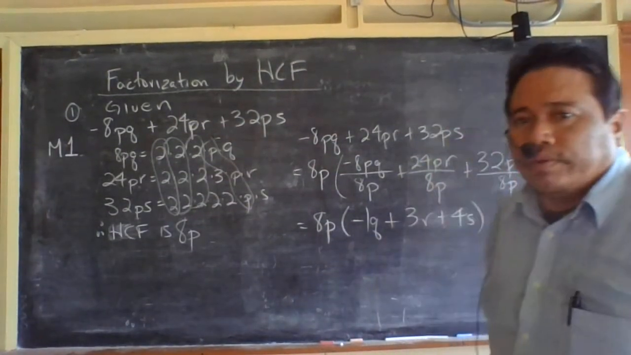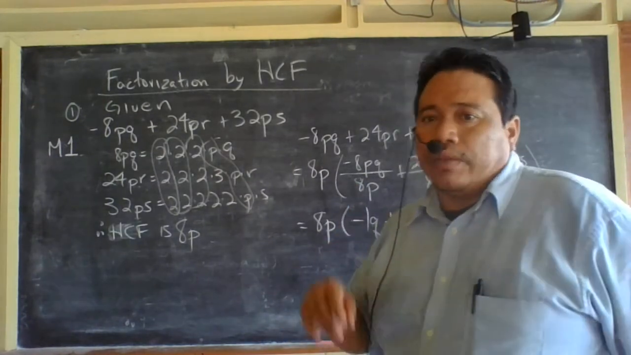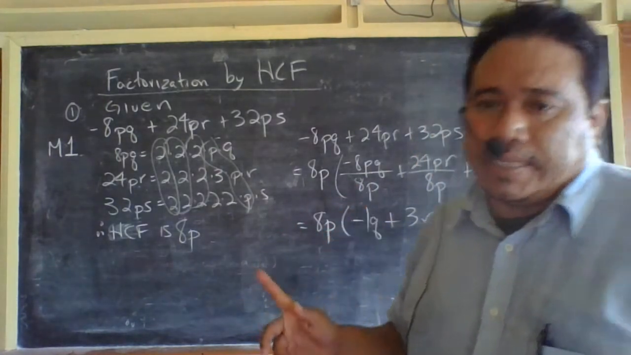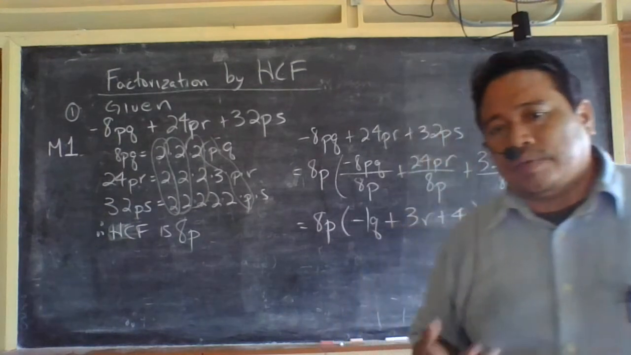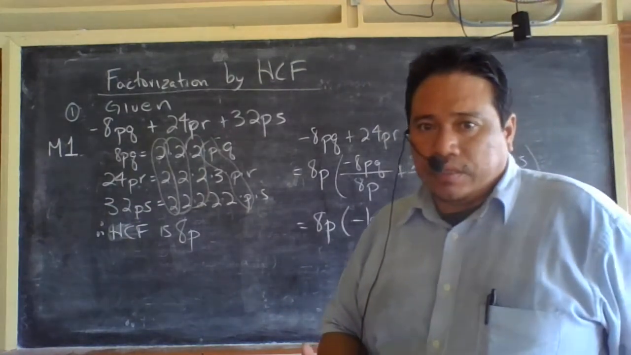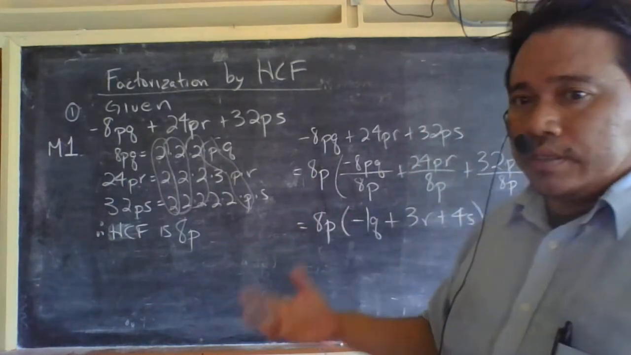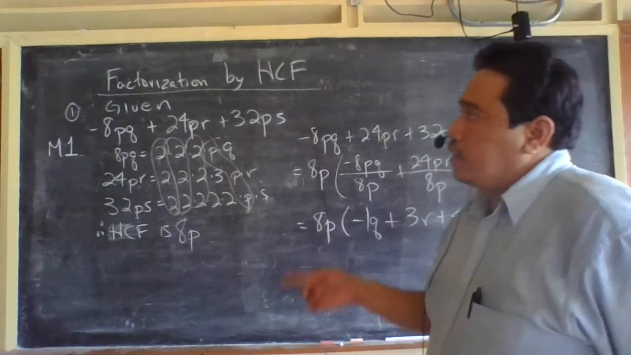Good day, guys. Today we're looking at factorizing by HCF when the value in front is negative. First thing I need to tell you, whenever the value in front is negative, there are two methods. So we're going to look at both methods today. So let's look at method 1.